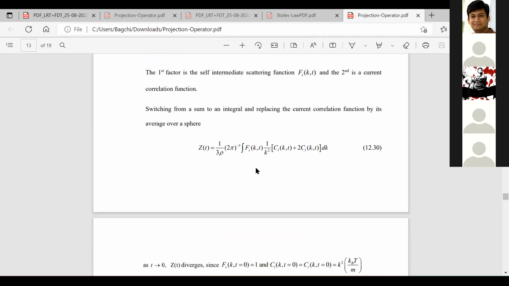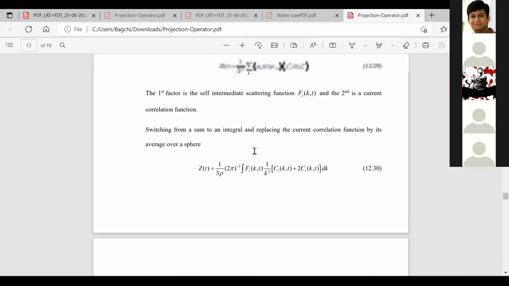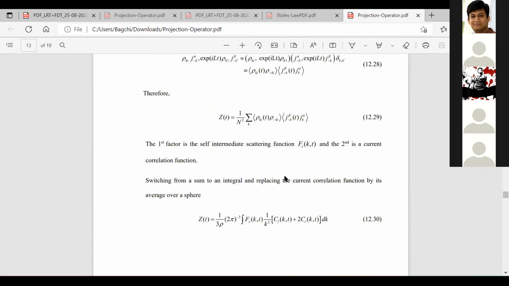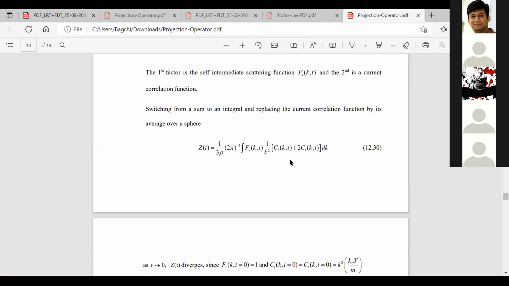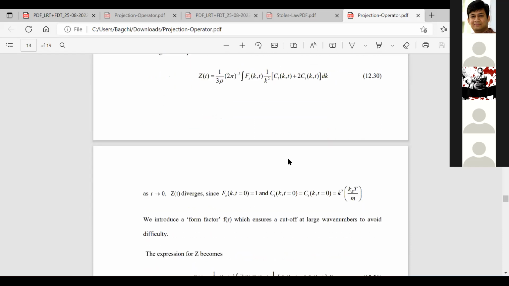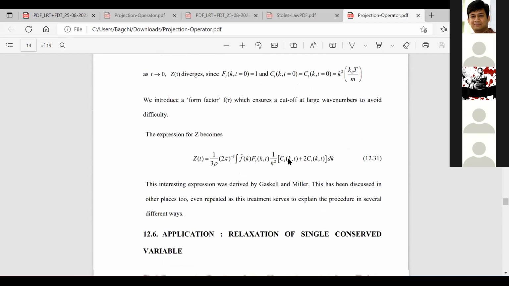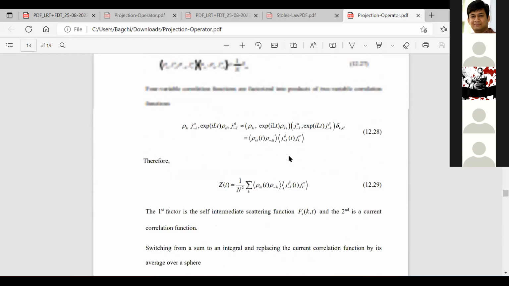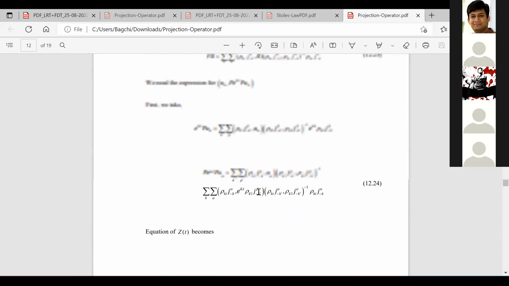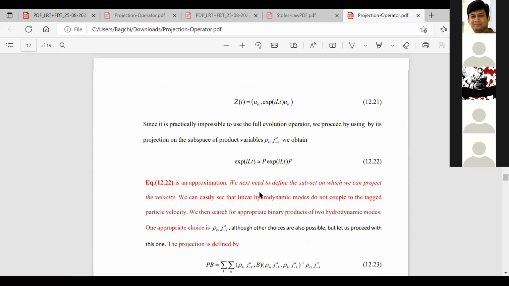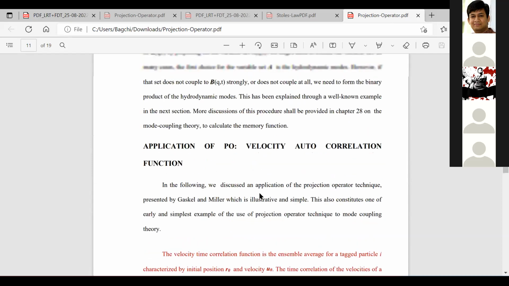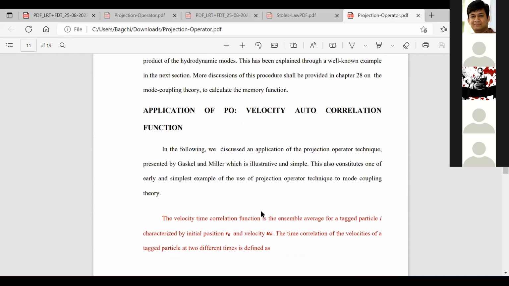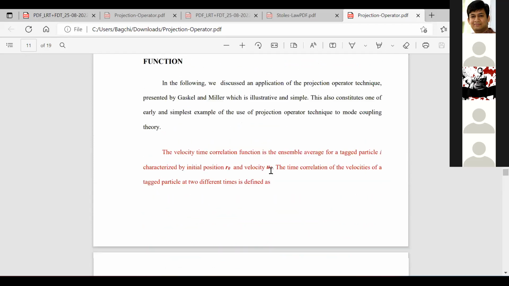And then you just transform the sum into an integral, and this is the expression that comes. This is one of the expressions that goes over to the Stokes-Einstein relation. Okay, so this probably is a very good example to study the velocity time correlation function and the derivation of the Stokes-Einstein relation from this by using the projection operator technique.